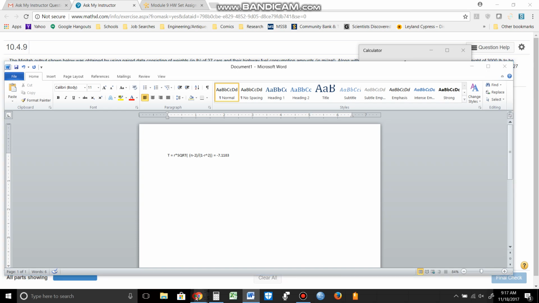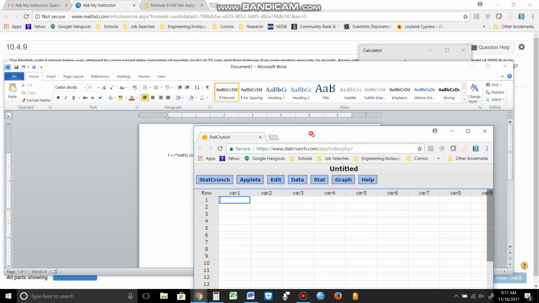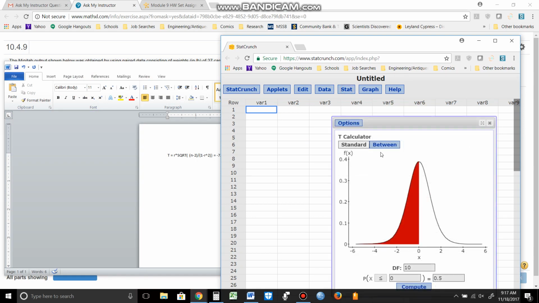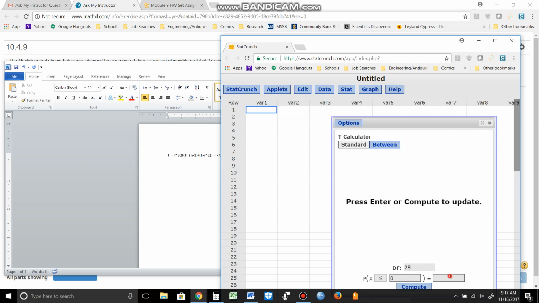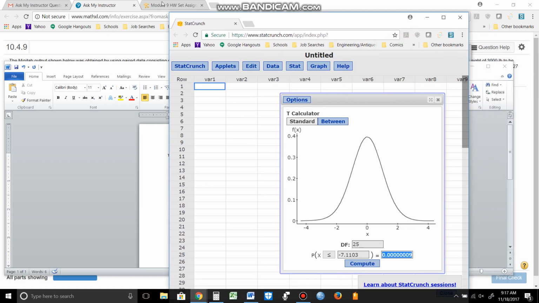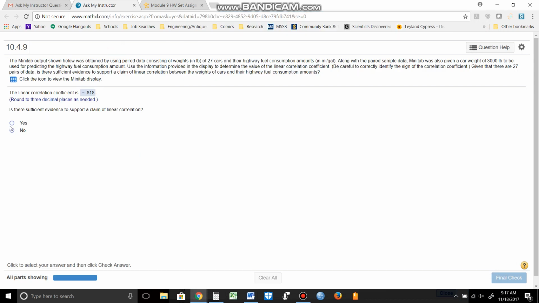So now let's go ahead and find the corresponding p-value. Here's StatCrunch. Go to Stat, Calculators, and T. And we want the area and the tail. Remember that there are 27 pairs, so 27 minus 2 is 25 degrees of freedom. Negative 7.1103 goes right here, and then compute. As you can see, I get a very, very small p-value here. And when I compare that to alpha 0.05, this is a sufficient linear correlation.